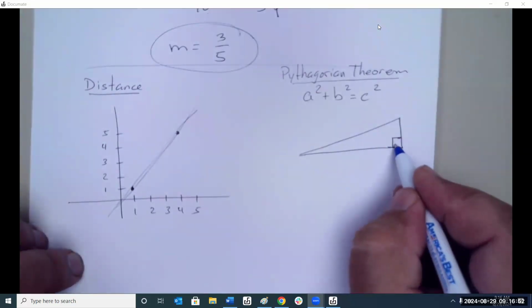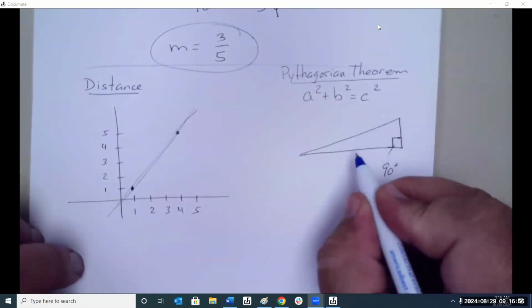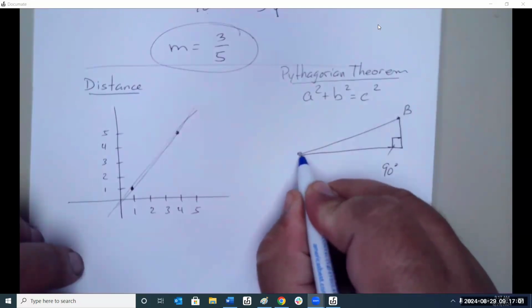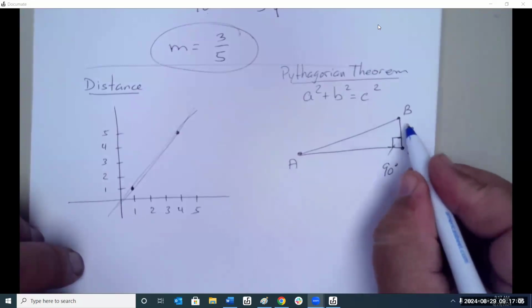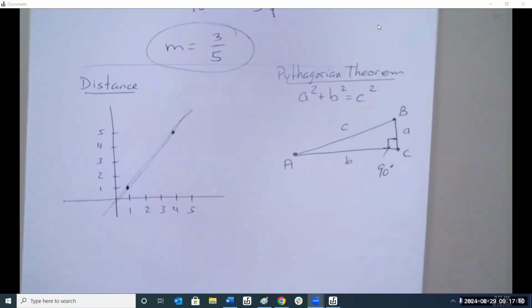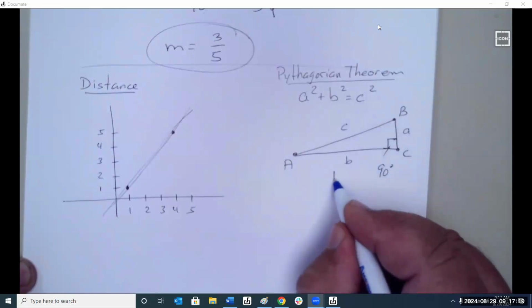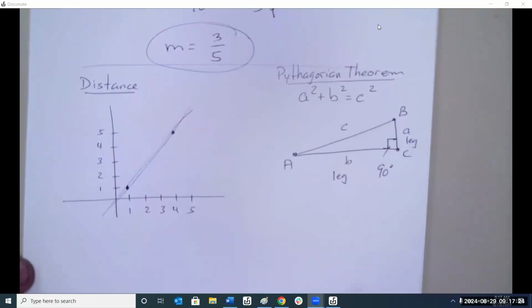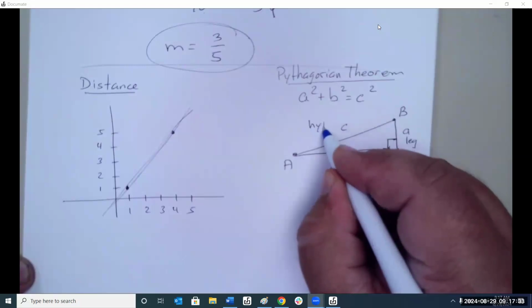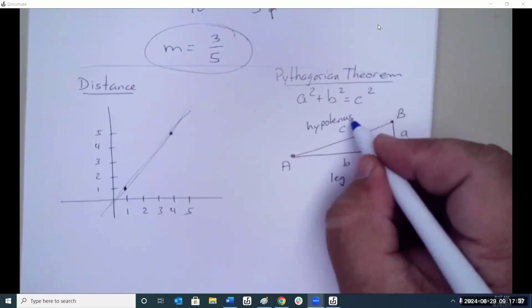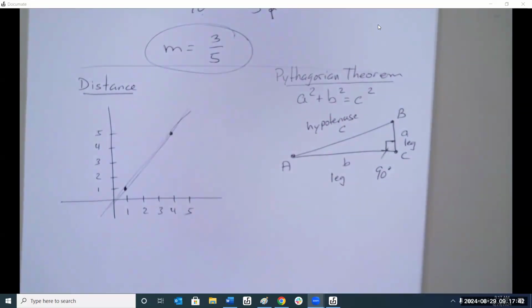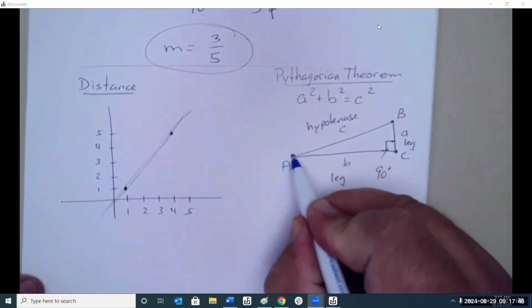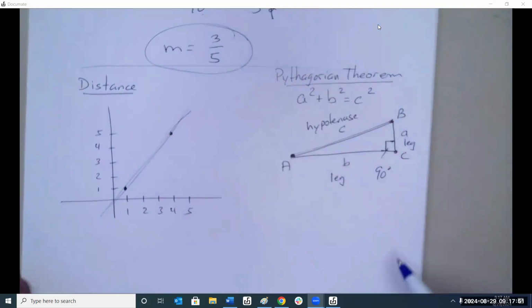If you have a right angle, meaning it's 90 degrees, so that's going to be A, this is going to be B, and that's going to be C. What the Pythagorean theorem says is the sum of the squares of the legs of a right triangle is equal to the square of the hypotenuse. Basically, all it tells us is how far it is from A to B. That's what C tells us. A tells us how far it is from B to C. B tells us from A to C. Those are all distances.